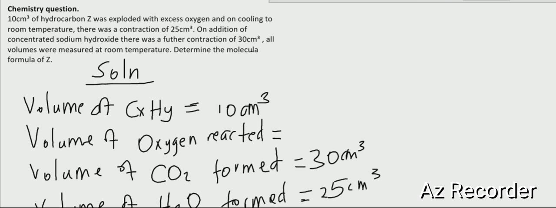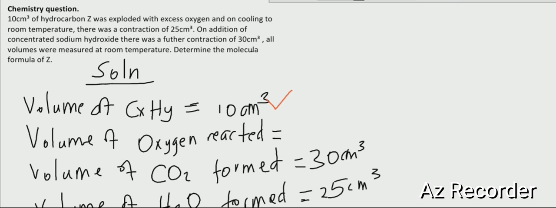Here I've worked it out and I've got the molecular formula of Z. So first and foremost we need 3 volumes. We need the volume of hydrocarbon Z. We don't write hydrocarbon Z, the full word, but we write the general formula for hydrocarbons, CxHy. Our volume for hydrocarbon Z, we have been given 10 cubic centimeters. That one we have it.